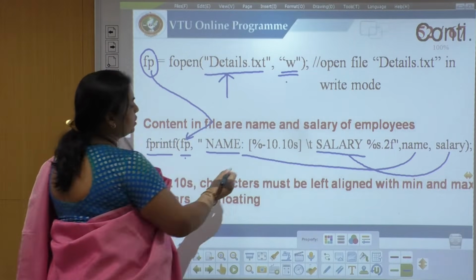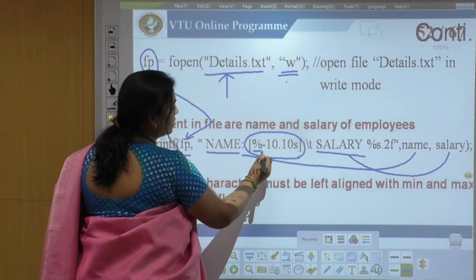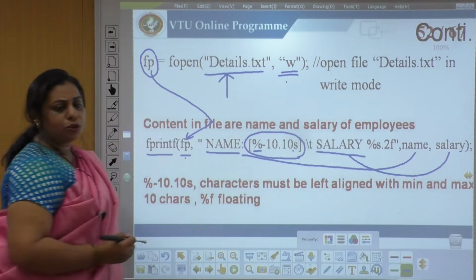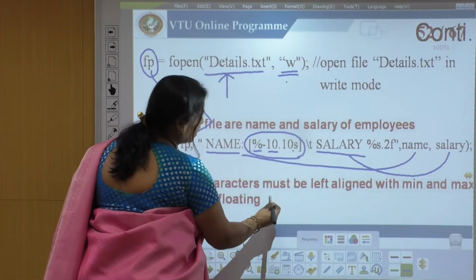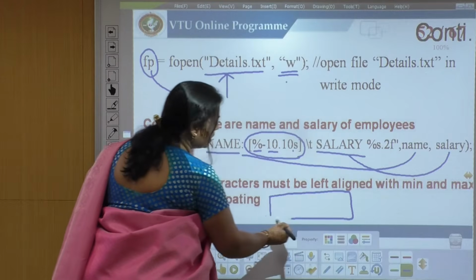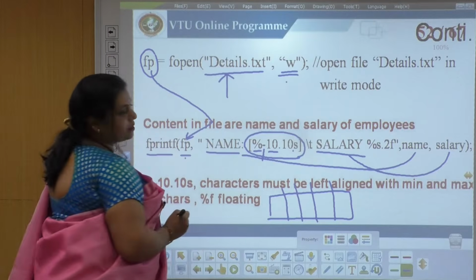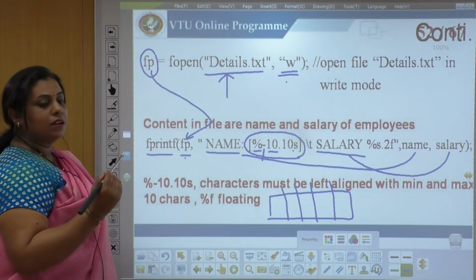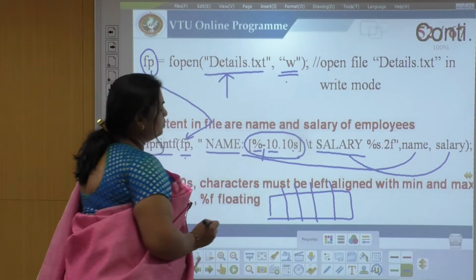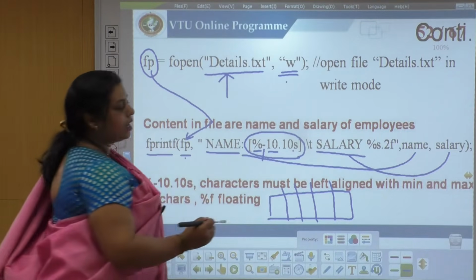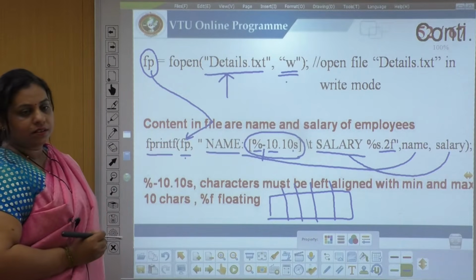Look here, I have mentioned the format specifier. Since name is a string, I have used %s here. What should be the width of the name? I say at the max 10 characters have to be printed, right? And since the minus sign is used, it should be left justified. As we all know, salary is of type floating point. That's why I have mentioned %f here, right?